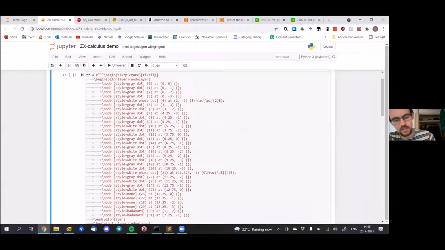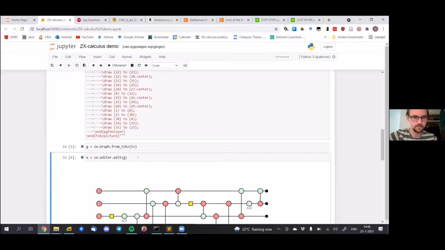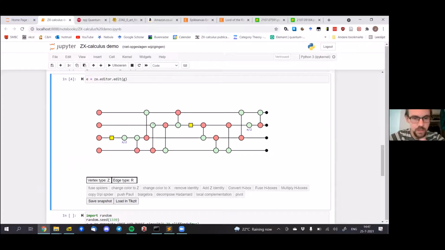Then this is just a LaTeX representation of the same diagram, which is sort of a way to import it into PyZX and make it into a diagram. And now let me open it into the editor. All right. Okay, so we have the same diagram here. Okay, so let me start simplifying this interactively. So we have here these 2 spiders, which we can copy through. So we just copy them to a spider of the opposite color.